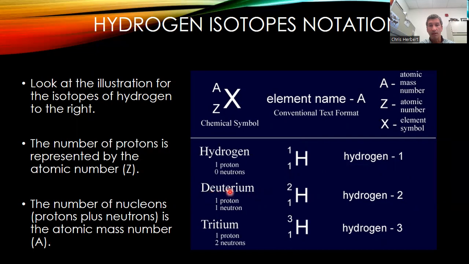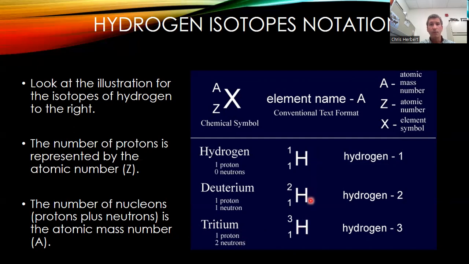Deuterium, a deuteron, refers to two particles, a proton and a neutron. So we'd write that as H and then superscript 2. And then tritium, tri for 3, 1 proton and 2 neutrons.